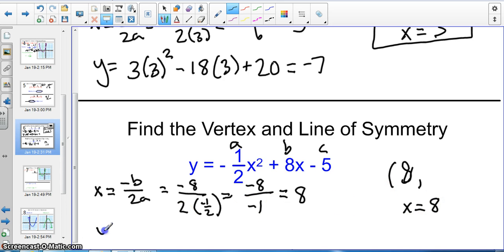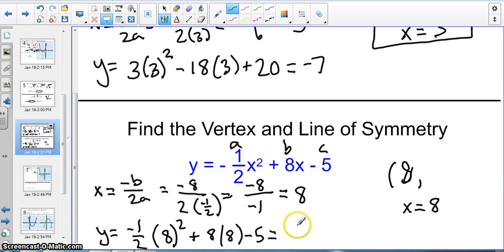Now I just need to find my y. So I take whatever I got for x, which is 8, and I plug it into that original equation. And if you want, you can plug it into the calculator exactly how I'm writing it. Okay? Put those parentheses, those are important, because calculators are designed to do everything in the order of operations. When I do that, I get 27.